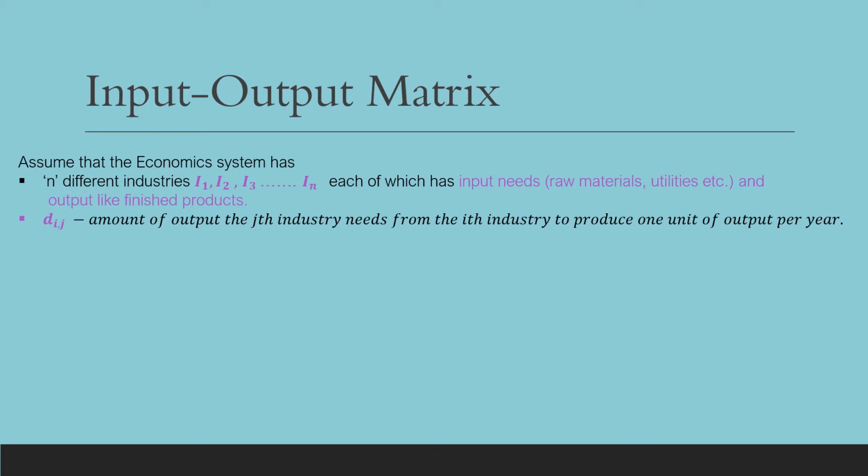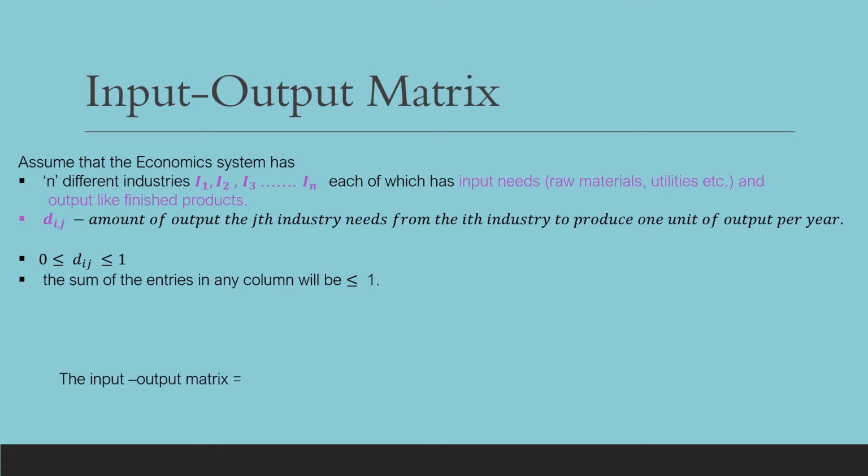If I say D13, D13 will be the amount of output the first industry needs from the third industry to produce 1 unit of output per year. And since we take these Dij as a probability or a fraction, the sum of all these entries must lie between 0 and 1. It is just like the stochastic matrix. The sum of the entries in each column should be less than or equal to 1. It cannot exceed 1. It applies the probability rules.